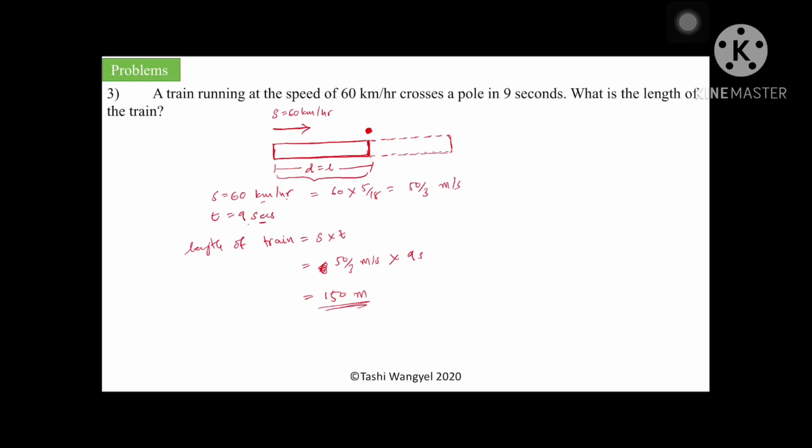The train crosses the pole at a speed of 60 km per hour, and it takes 9 seconds. When crossing a pole, the distance covered is equal to the length of the train, so we use the speed to get the length of the train.